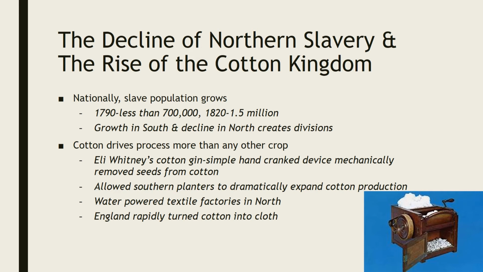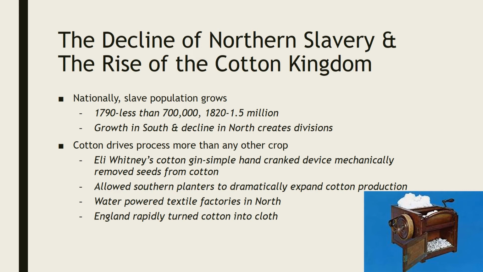So this is very serious and is obviously going to, as we know, develop into a very serious problem later on. And more than any other crop, cotton is really driving this process. There were other kinds of plantations and small farms that had slaves that were growing other crops, tobacco, rice, indigo, etc. But cotton is the big one at this time.